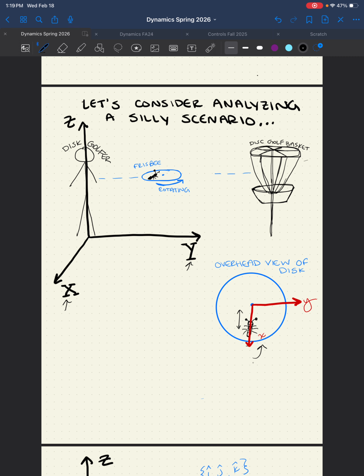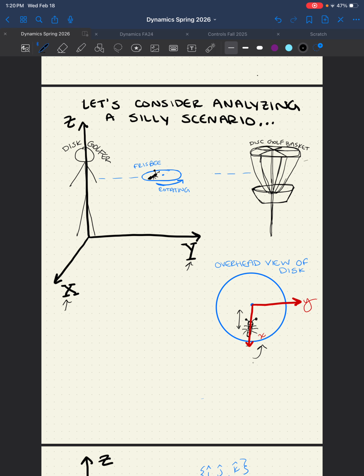And I thought it was a great example of one way that you might think of these frames. So essentially, we're going to look at 3 different objects. And we're going to play around with reference frames and velocities and accelerations of these 3 objects. So the first object is your disc golfer.